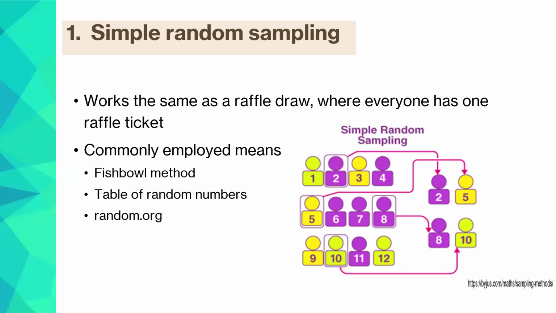So let's look at the first, simple random sampling. Simple random sampling, or SRS, works the same as a raffle draw, where you think of everyone having one raffle ticket. And the commonly employed means for this, noong unang panahon, we only used the fishbowl method or maybe draw lots. Yung puputulin mo yung mga papel, you will write an X mark or a check mark on them and then you pick out. So the ones with the check, sila yung winner, gano'n. But recently, when we had computers and other applications, we had table of random numbers. We now have random.org.